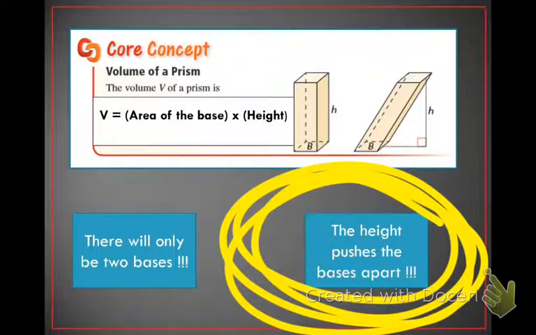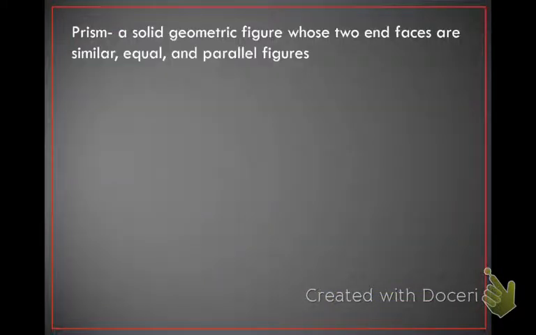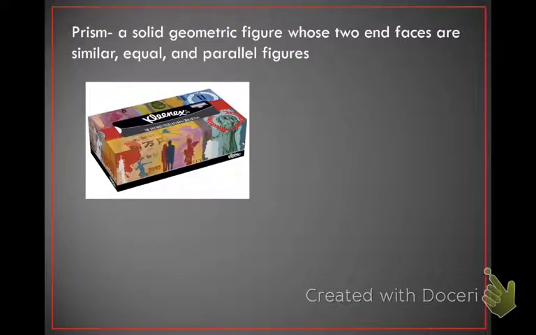Because is the base always on the bottom? No, not always. So it's highly important to know what the base is. That's why we were doing our last little circle thing we just did. A prism is a solid geometric figure whose 2 end faces are similar, equal, and parallel figures. So what would a Kleenex box be? What kind of prism? A rectangular prism.